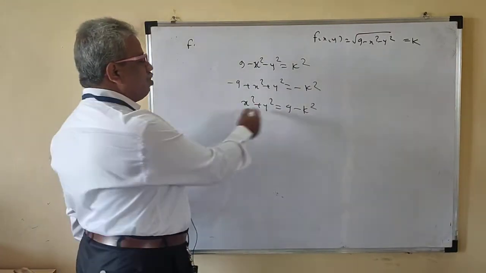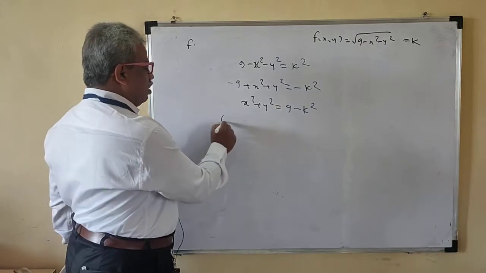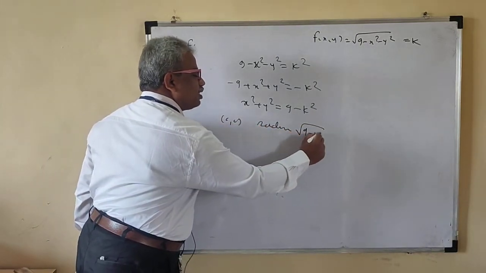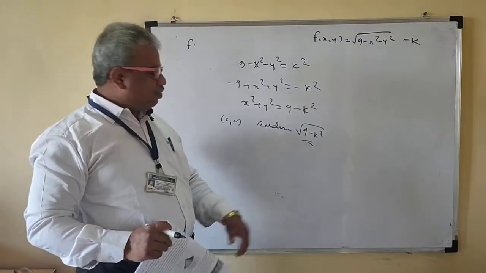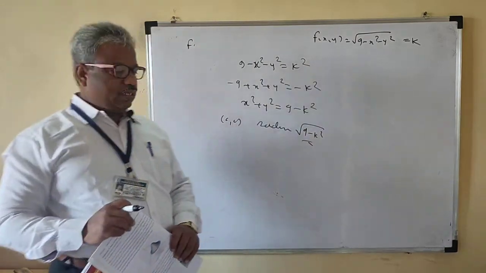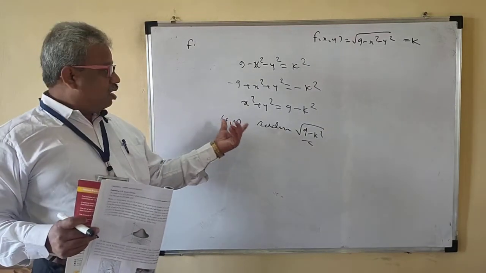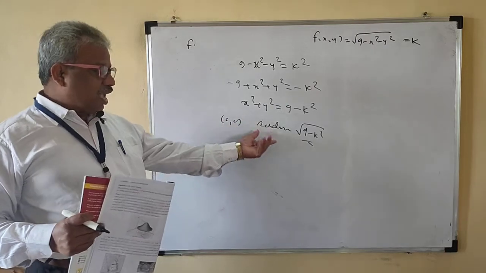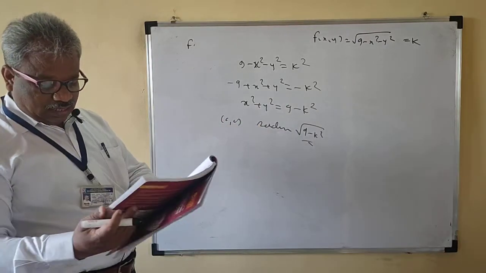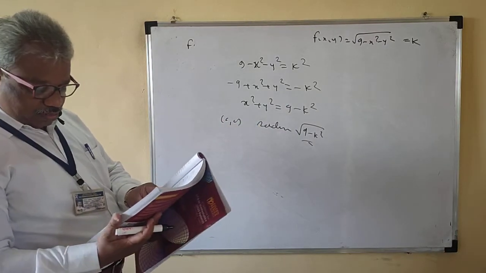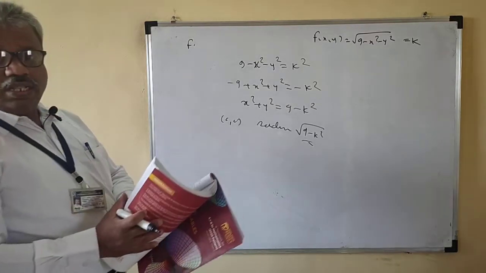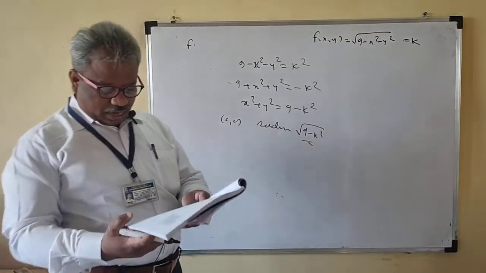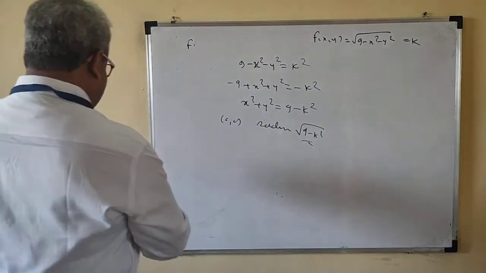Okay. So this is a circle whose center is at 0, 0. And what is the radius? Radius is root of 9 minus k square. Note that you have to choose the value of k such that 9 minus k square is positive. So this is the circle whose center is at origin and having radius root of 9 minus k square. And if you put a particular value of k, you get a particular level curve.